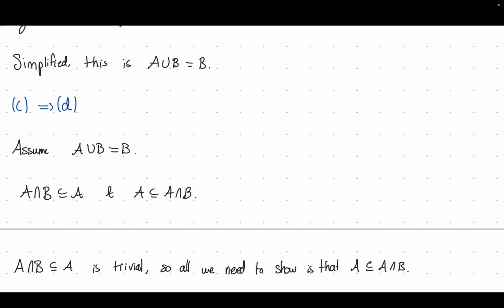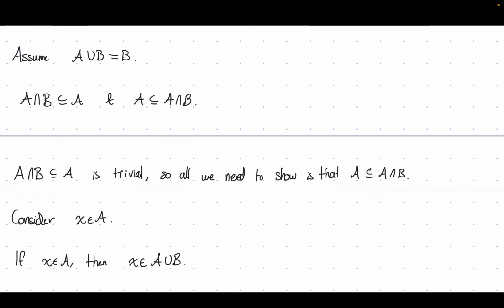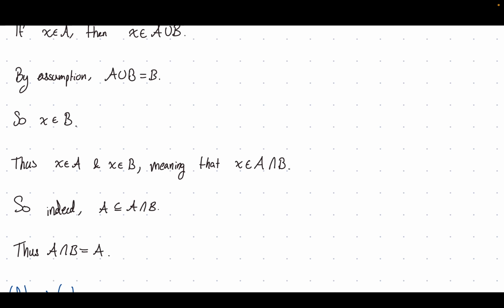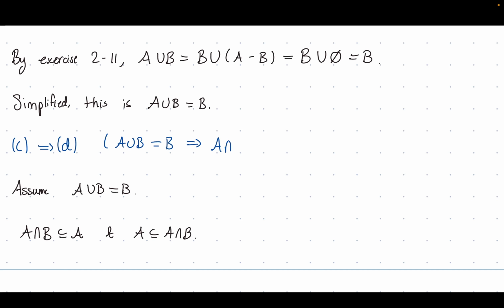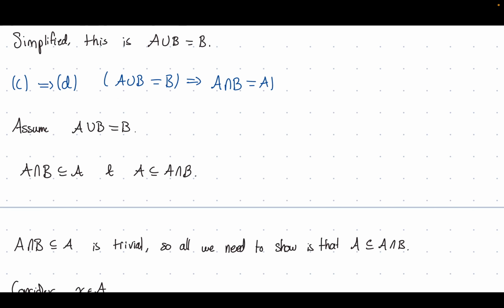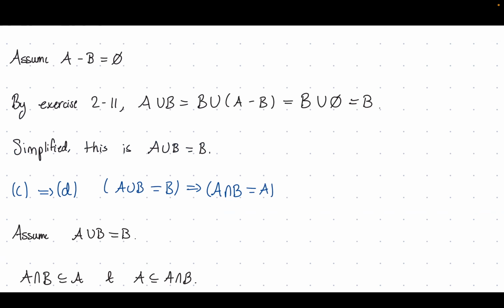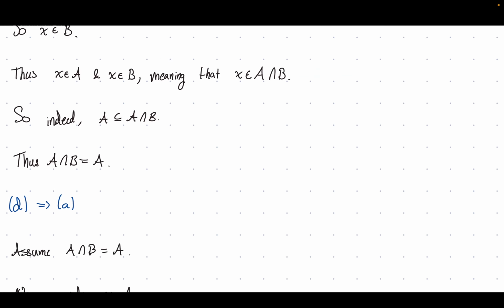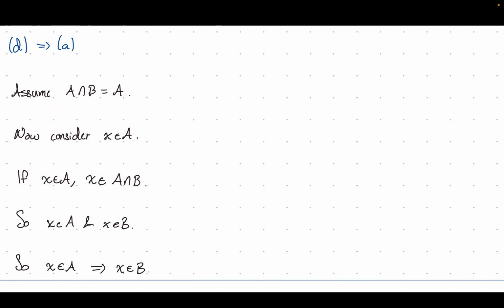Then A union B equal to B implies that A intersect B is equal to A. Oh, I wrote this wrong. There we go. Did I write it like that over here? Okay, cool. And finally, A intersect B equal to A implies that A is a subset of B. Cool.